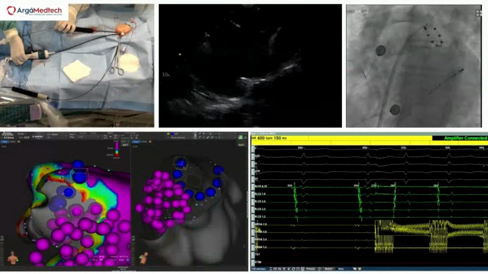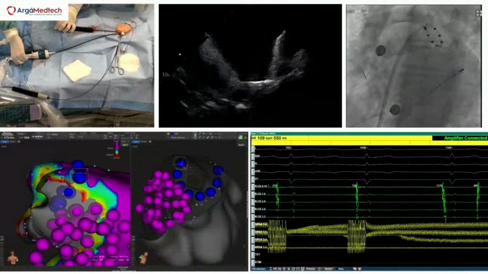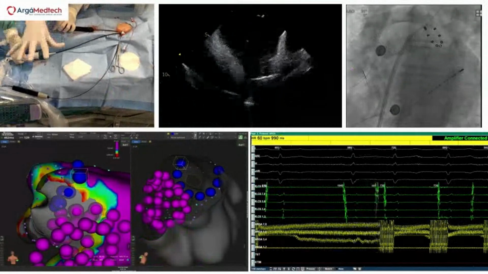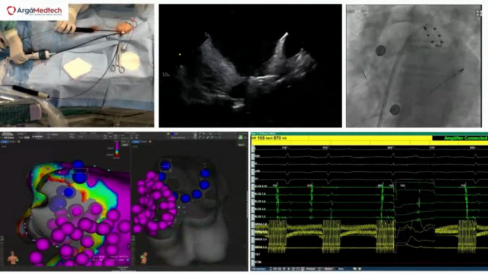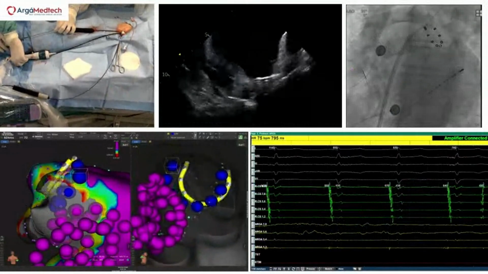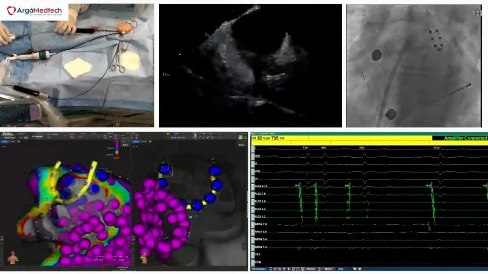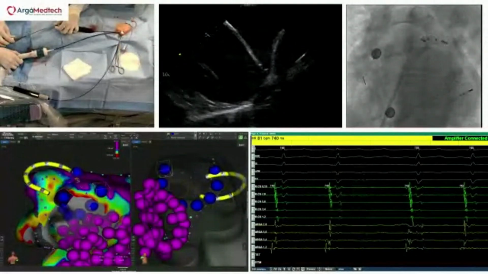So the idea is to deliver 6 applications. Each application is 13 seconds. We guide our application by fluoro, by ICE, and in this case, the Opal HDX system. And the idea is really to cover. So now you see the catheter recovered, and now I can rotate the catheter, let's say here, or I can do a counterclockwise rotation, whatever suits my purpose.